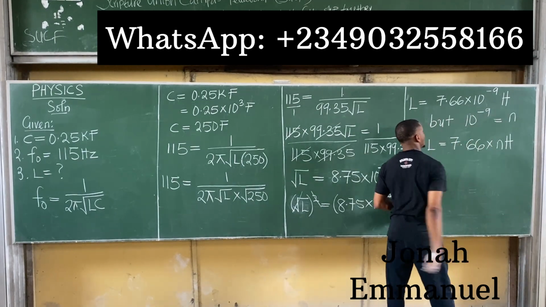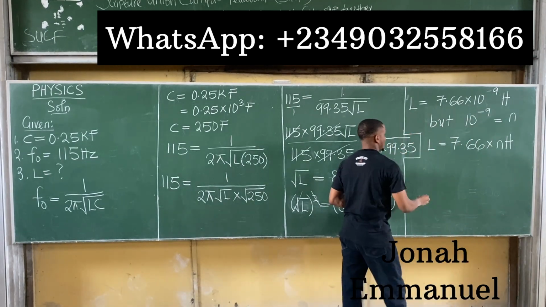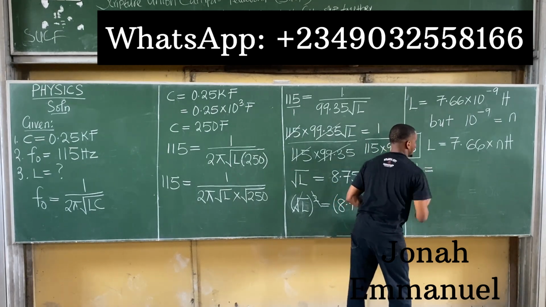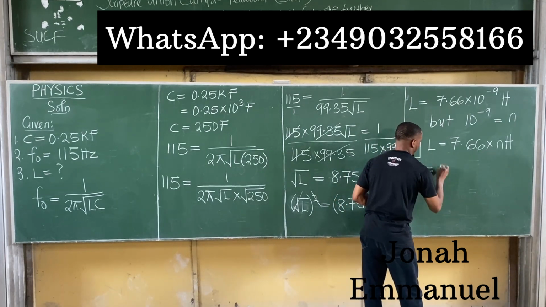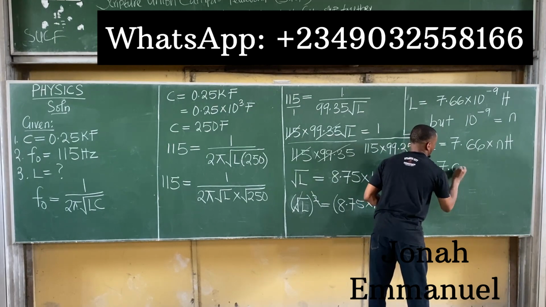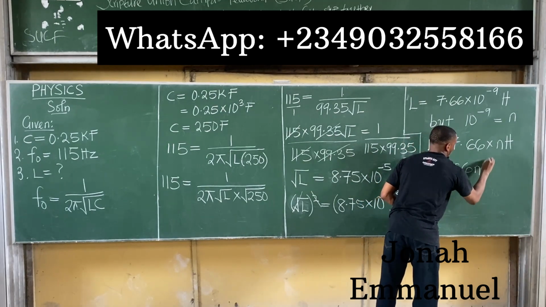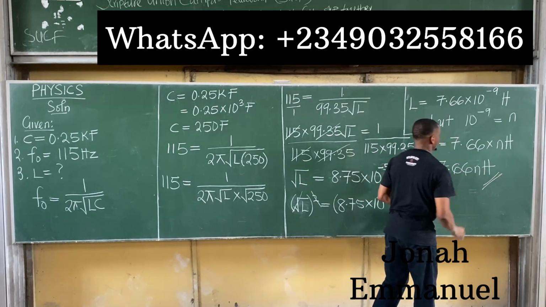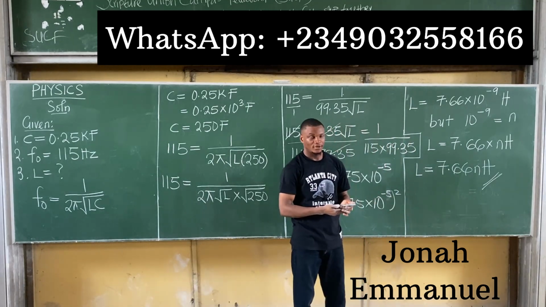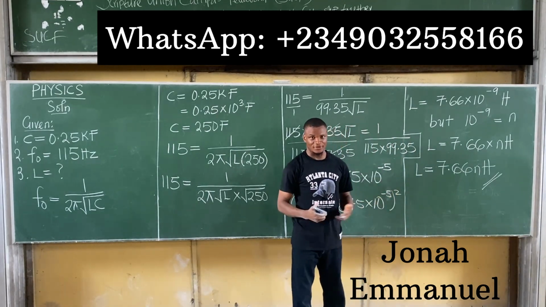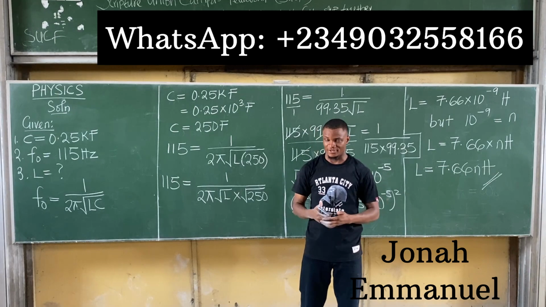So Henry is the SI unit for inductance. So hence L is now equal to 7.66 nano Henry. So this would be the value of the inductance. So this is how we solve this question.